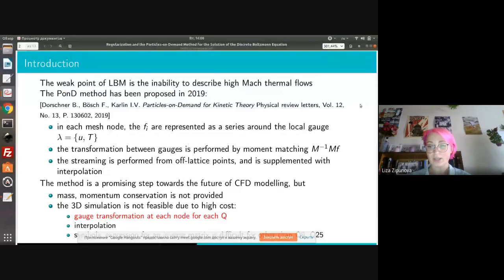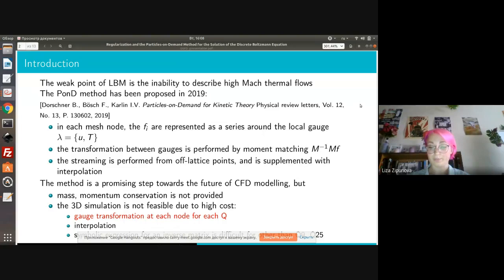supplemented with interpolation. The method is a promising step towards the future of CFD modeling, but mass and momentum conservation is not provided, and the 3D simulation is not feasible due to high cost. This is because of gauge transformation at each node for each quadrature point, and because interpolation is needed. Also, a symbolic expression for an inverse matrix is difficult for other than 9 quadrature points and 25 quadrature points.